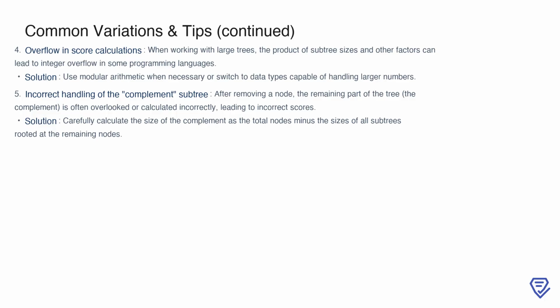After removing a node, the remaining part of the tree, the complement, is crucial for calculating the score. If its size is overlooked or calculated incorrectly, the results will be inaccurate. To handle this correctly, calculate the complement as the total number of nodes minus the sizes of all subtrees rooted at the remaining nodes. This ensures that your calculations for the complement are both accurate and efficient.